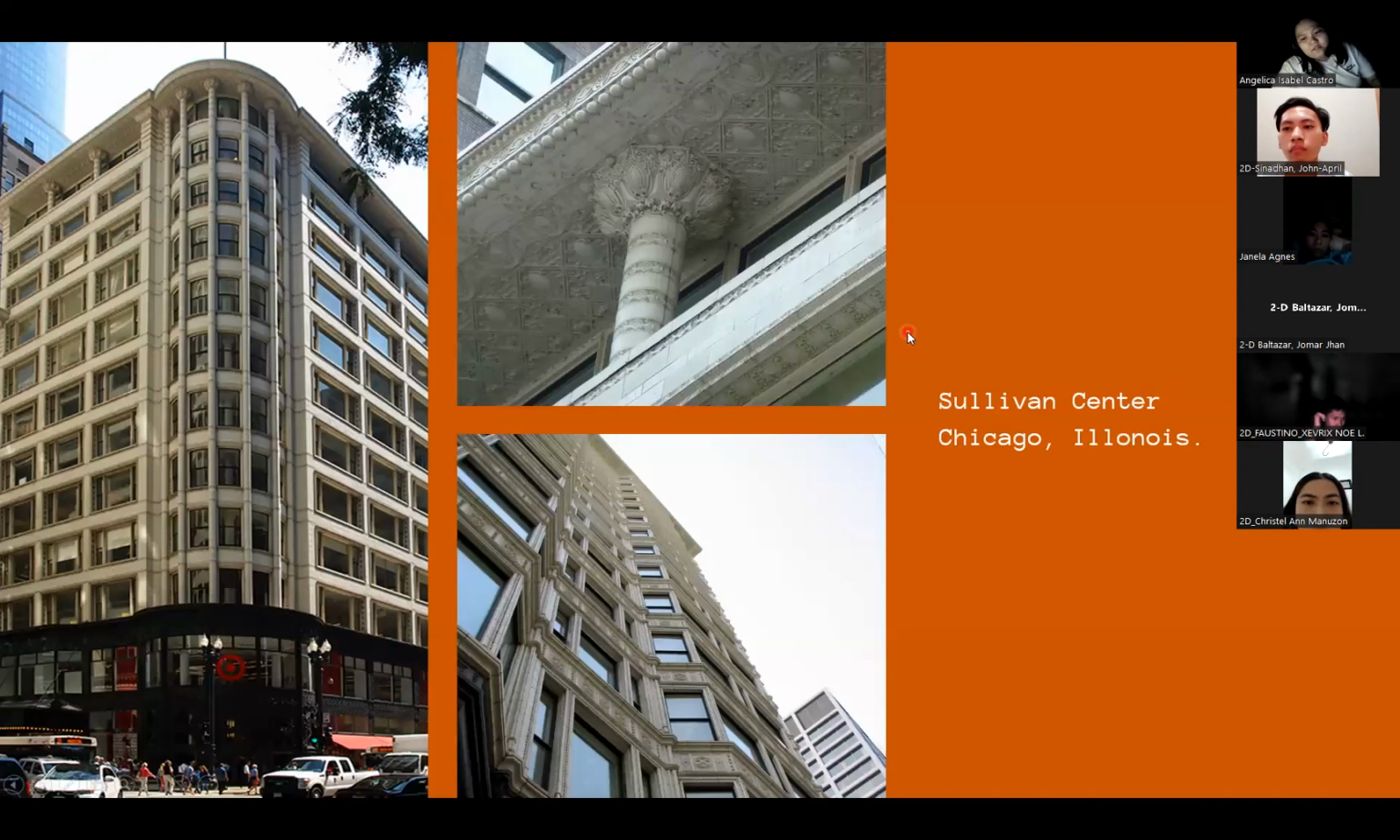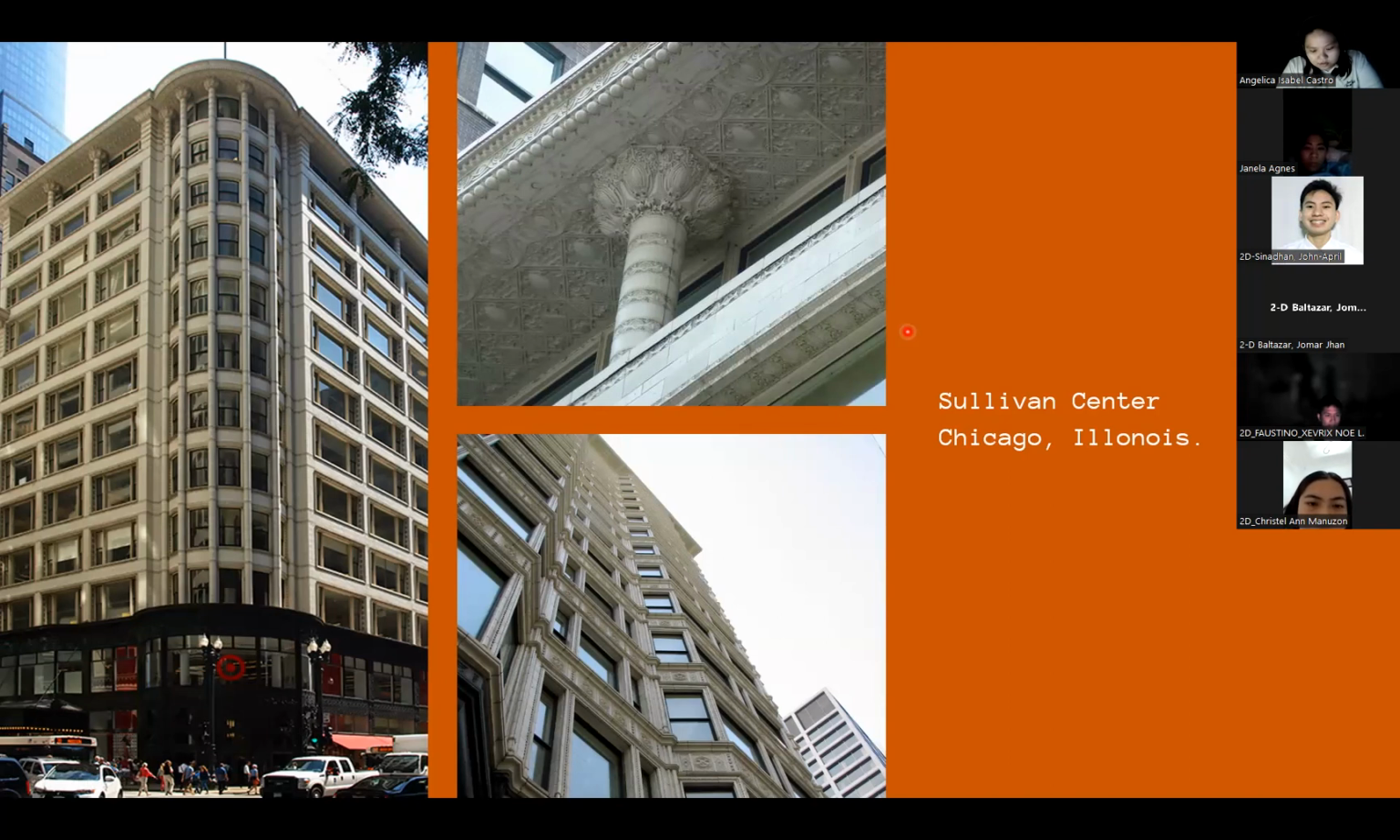Moving forward, the Sullivan Center in Chicago, Illinois. Where was the Wainwright building? Also in Chicago, Illinois. This is now your Sullivan Center in Chicago. Still the same architect, Louis Sullivan, and surprisingly, Daniel Burnham has had his hand here. So, just focus. This is your early modern era, early modern architecture, somewhere between the late 1800s to the early 1900s.